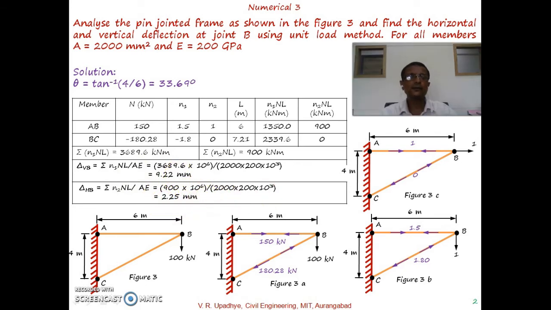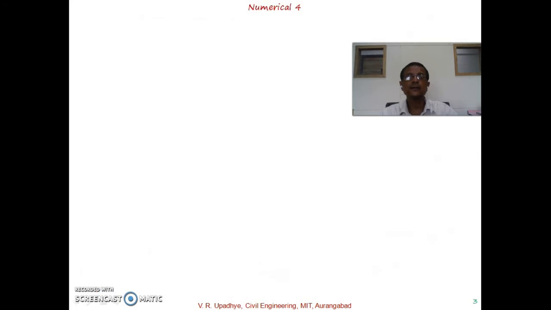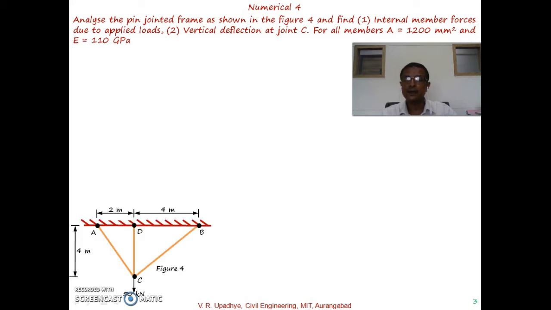So with this, we'll go through one more numerical, and we'll now start the analysis of statically indeterminate trusses. For the first example, the numerical is as stated. Analyze the pin jointed frame as shown in figure number 4, and find the internal member forces due to the applied loads. The second part is the vertical deflection at joint C. For all members, it is given that area of cross section is 1200 millimeter square, and Young's modulus is 110 gigapascal, and the diagram is something like this.